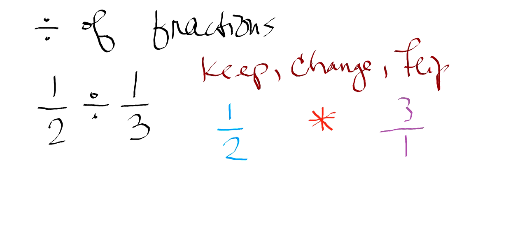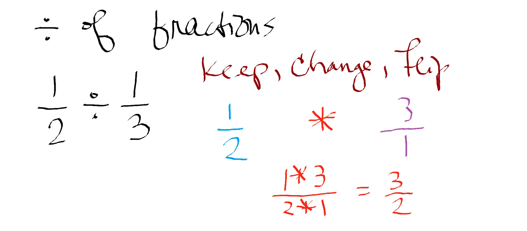But now that we've done keep, change, flip, we can multiply as normal. And remember, for multiplication, I go straight across the numerator. So I've got 1 times 3 over 2 times 1, which gives me 3/2. Okay, and that would be my final answer.